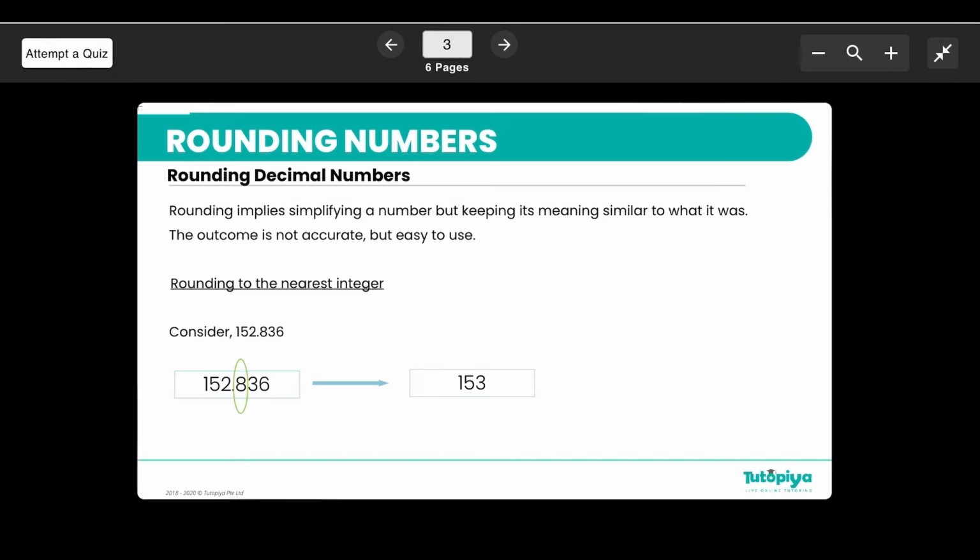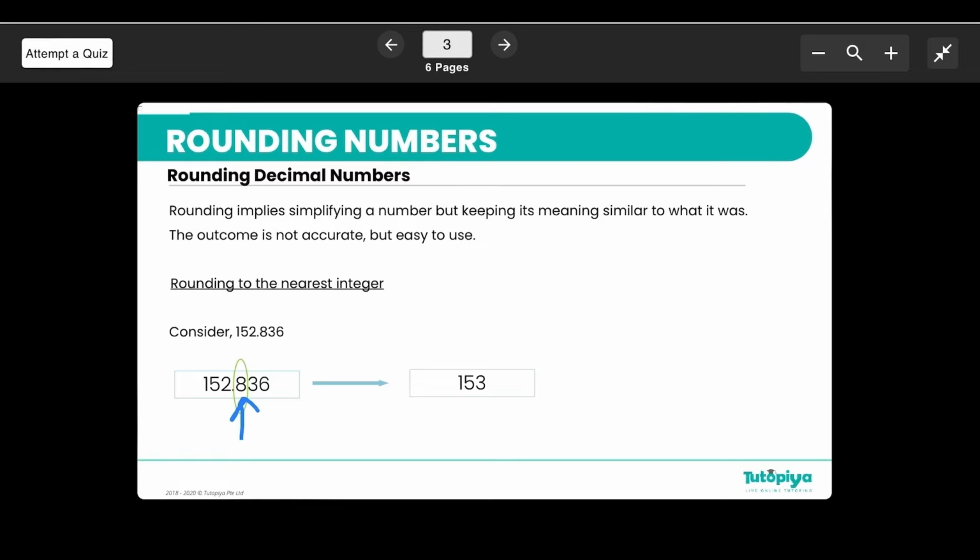So rounding is basically you can round all types of numbers. First thing we're looking at is rounding to the nearest integer, right? When you have a decimal number and you want to round it to the whole number, you have to look at the first decimal point. In this case, the first decimal point is an 8. And always, if you have 5 or more, you have to round up, and 4 or anything lower rounds down. That's the rule of thumb.